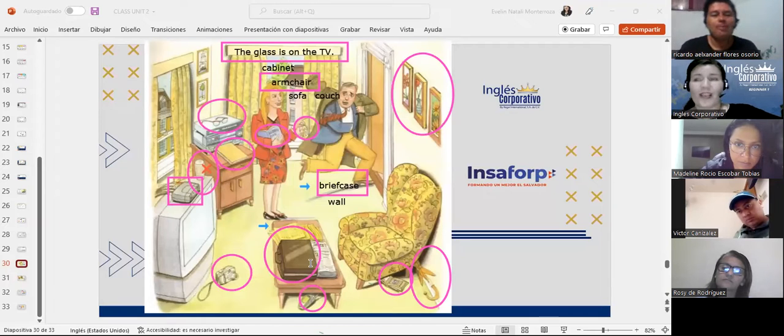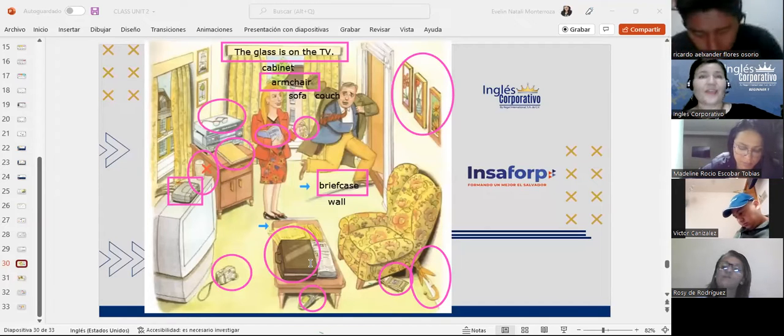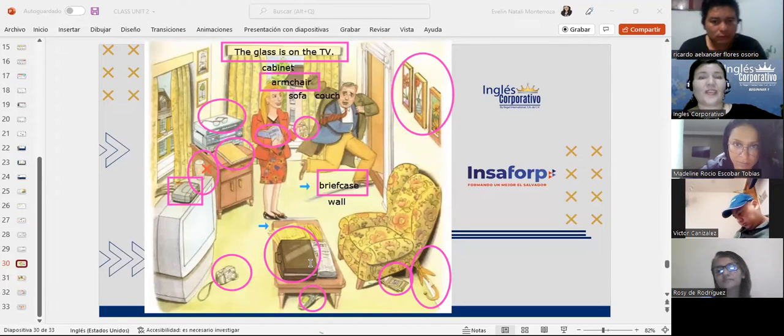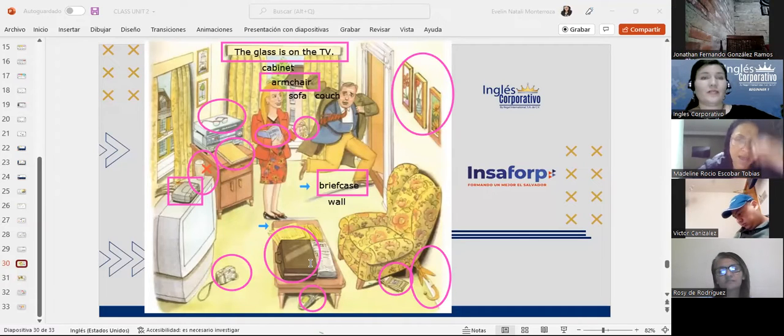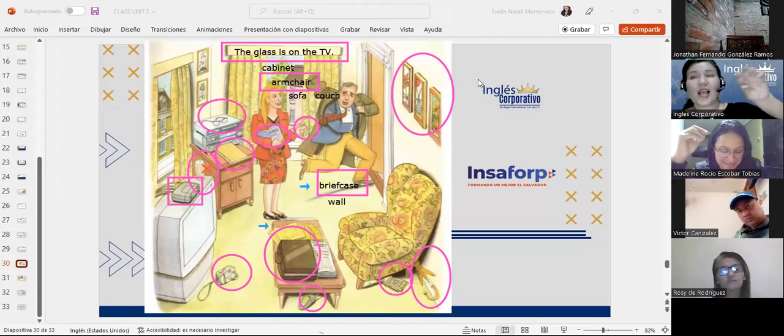On the floor es en el piso. On the floor, right? And let's see, the briefcase is on the table. Very good. The keys are between. Madeline? Entre, está en medio entre ellos, no sé cómo es. Okay, the keys between. In that case, the keys are in her hand.